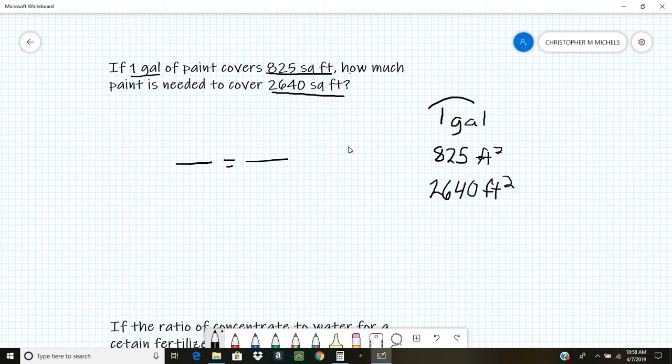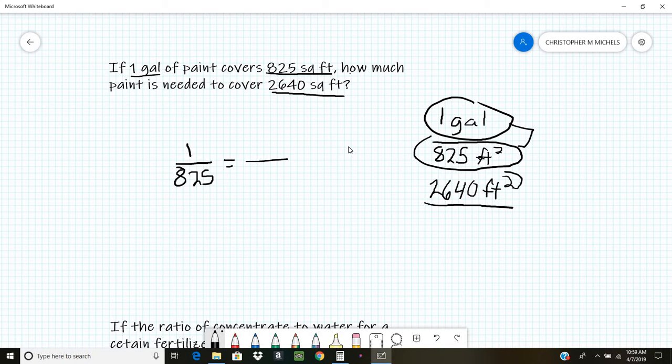What's the initial comparison? Well, they said 1 gallon is to this many square feet, so that's what's linked. So we put the 1, put the 825 on the bottom. Now the other piece of information they gave us, this 2,640, that's square feet. So I'm going to put this across from the 825 because notice square feet to square feet, gallons to gallons. The more organized you can make this for yourself, the better off you are, because a lot of people want to try to make it harder than it actually is.